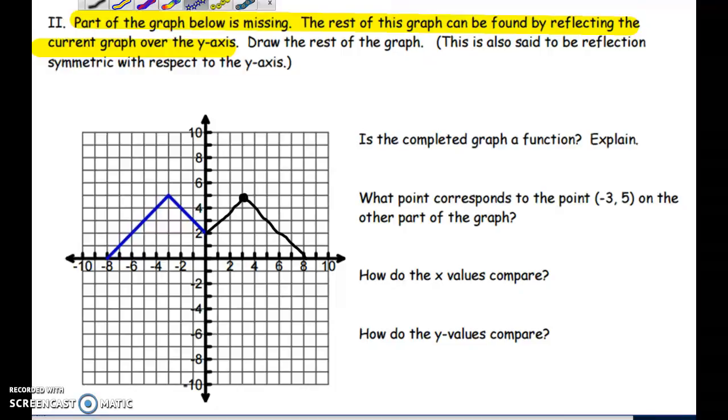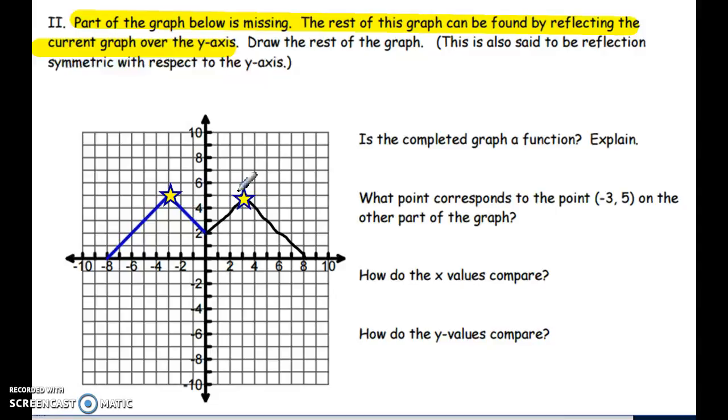The next one asks again, what point corresponds to -3, 5? Remember that that point -3, 5, because it's on the original graph, that's the pre-image. Its image point is right there. And so you're asked to write the coordinate of that point and then answer those two prompts.